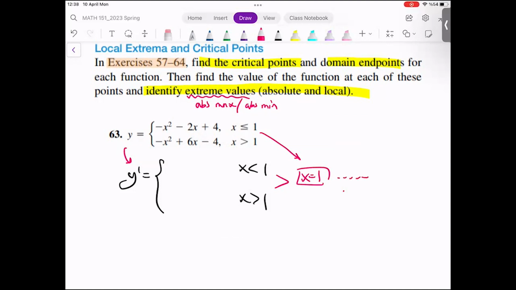But except x equals 1, you can just take the derivatives of those polynomials. The derivative of this polynomial is minus 2x minus 2. I am just applying the derivation rules. Derivative of the next polynomial is minus 2x plus 6. So these are the first derivative functions for x is less than 1 and for x is greater than 1.